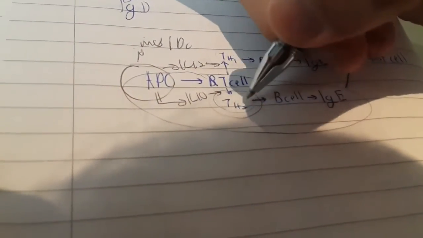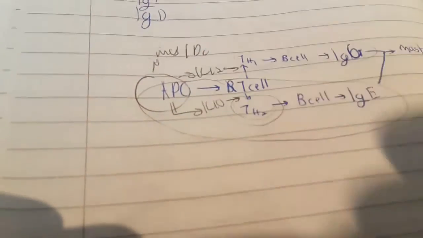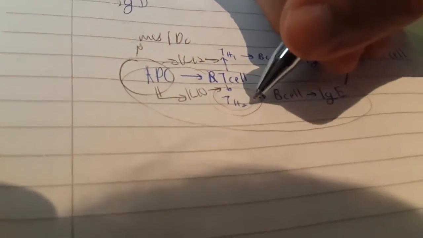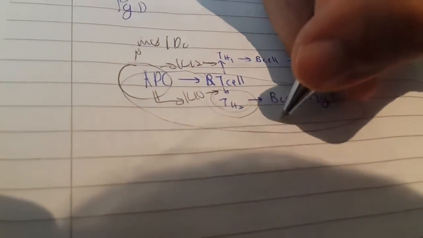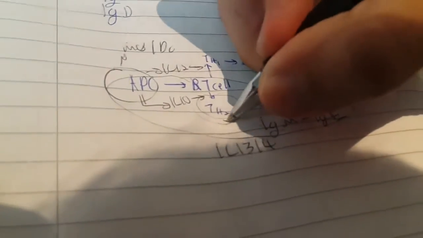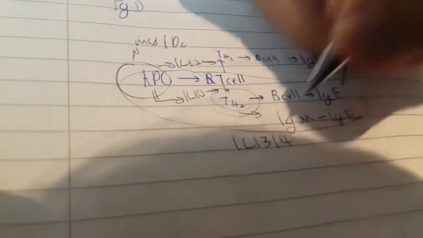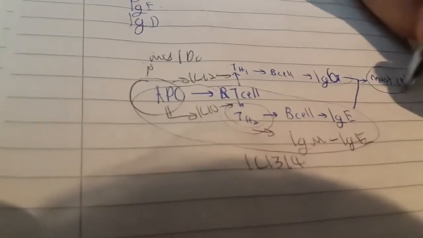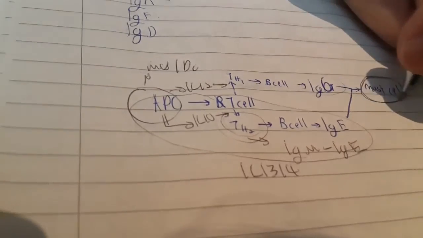So once we get Th2, T helper 2 cells are going to move into the circulation where they encounter B cells. They are then going to signal the B cells to isotype switch from IgM to IgE. This is going to be done, as I said earlier, by interleukin 13 and interleukin 4 secreted by Th2 cells. IgE will then go ahead to bind to mast cells, and this is called our sensitization phase.